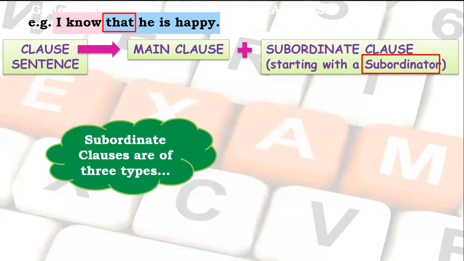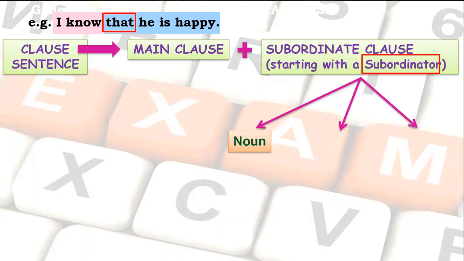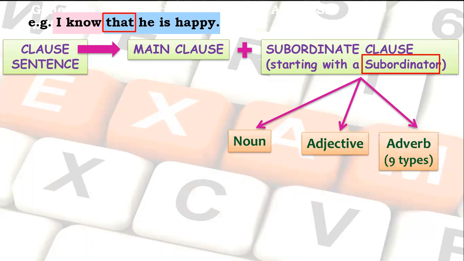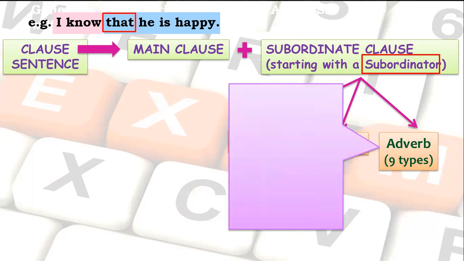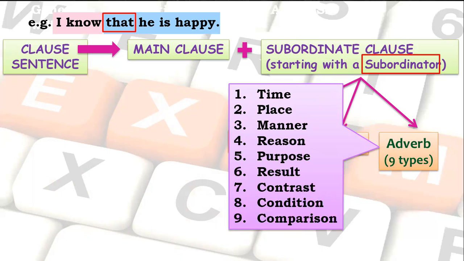Coming up next, a question is always asked. What are the types of subordinating clauses? So we have three different types: noun, adjective, and adverb. So in this manner, we have three different types of subordinate clause. But wait, adverb clauses have 9 different types. So which are they? Time, place, manner, reason, purpose, result.